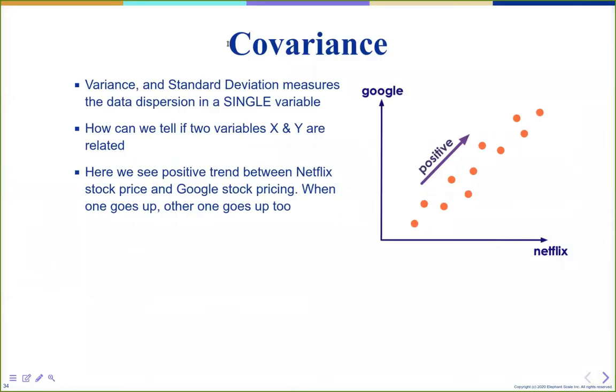What we do is something called covariance. Let's say somebody starts plotting, say, Netflix stock price and Google stock price, and they look like this. I can say, when Netflix goes up, it seems like Google is going up too. So maybe they're going up together, maybe there's a relationship. That's what I'm trying to figure out.